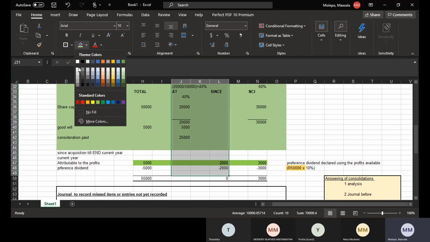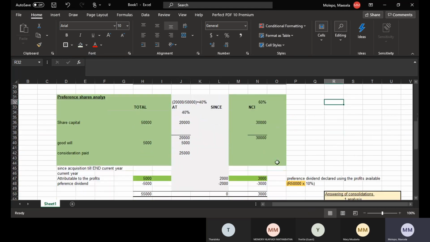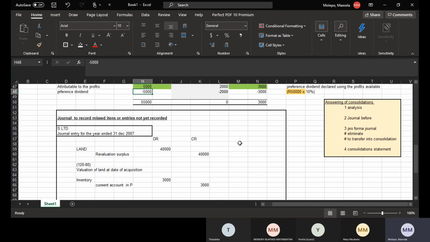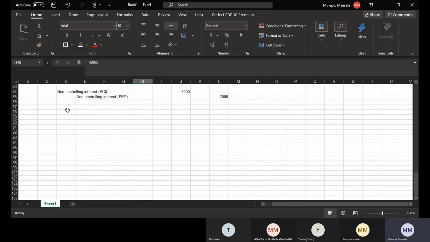The parent owning this portion will now be entitled to the 2,000 of the dividends. So it means he will receive the dividends of 2,000 and the non-controlling will receive the dividends of 3,000. And then the total dividend declared was 5,000. Now you do the journal for this transaction, which will be the elimination part.